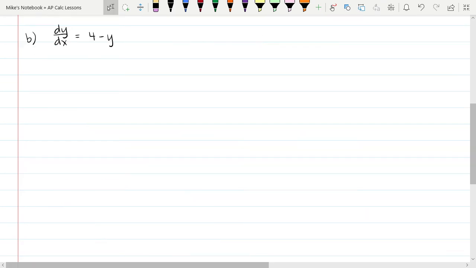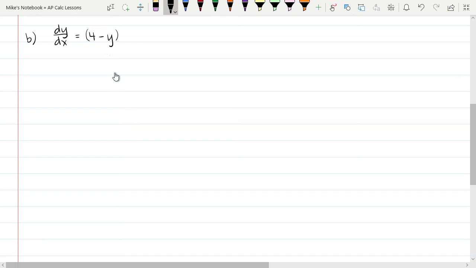All right, let's look at another one here. So dy dx equals 4 minus y. Okay, so once again, we're going to separate our variables. Now remember, 4 minus y, this is considered a single quantity. It's two terms, but we're going to treat that as a single quantity.